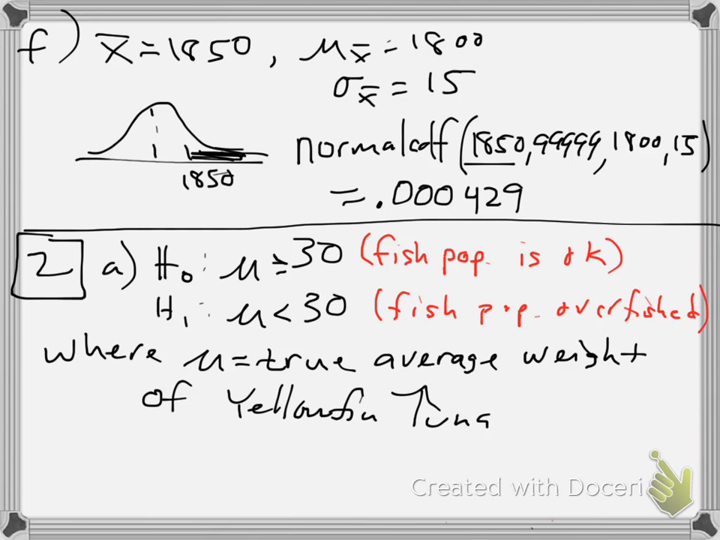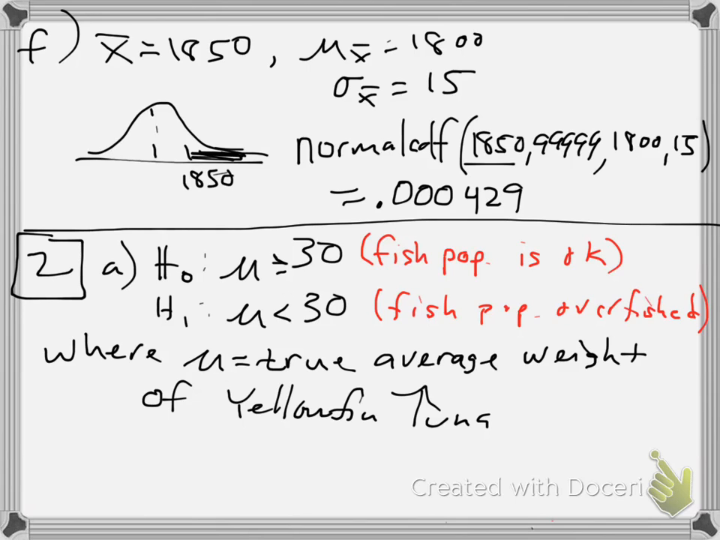Alright, so that's part A. Part B asks, what is type 1 error and its consequence? So let's go back and look at our hypotheses. So we say that a type 1 error is when you reject the null hypothesis when it was true. I always remember type 1 is kind of the easiest. I just remember that the null hypothesis was true the whole time. You just end up rejecting the null when it was true.